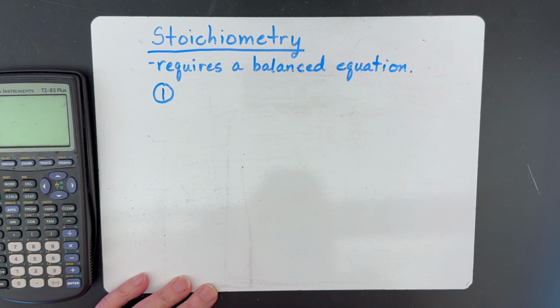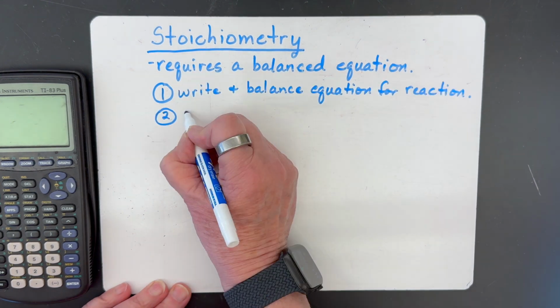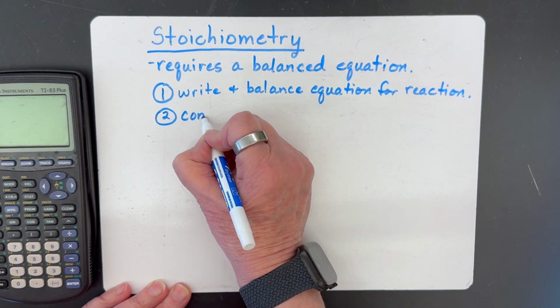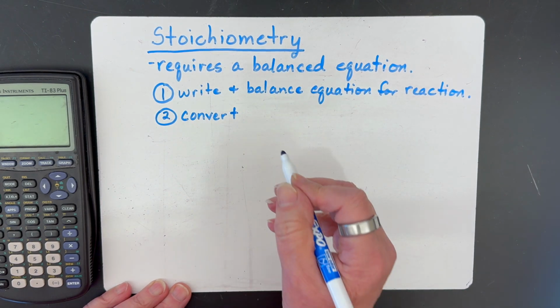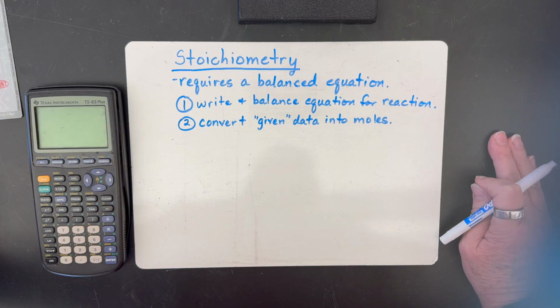The first step is to have a balanced equation. So if you are given a balanced equation, you can skip this step. Otherwise, you need to write an equation and balance it in order to be able to solve the problem. The second step is to convert whatever you are given into moles. So if you're given grams, you're going to convert grams to moles. If you're given volume, you're going to convert volume to moles. Whatever you're given, change it into moles.